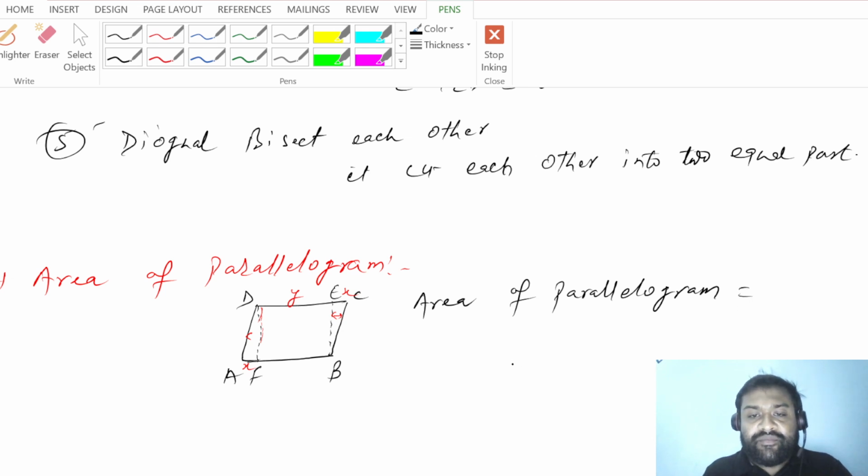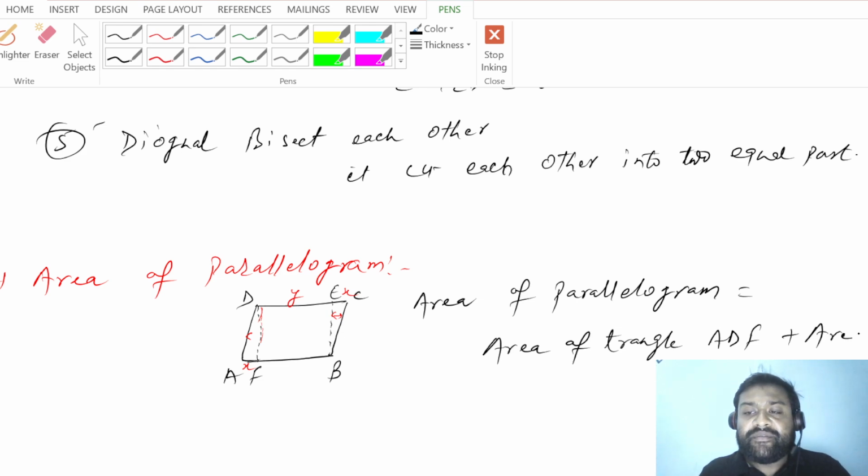Area of parallelogram is equal to area of triangle ADF plus area of rectangle DFBE plus area of triangle BEC. Okay, so these are our areas.